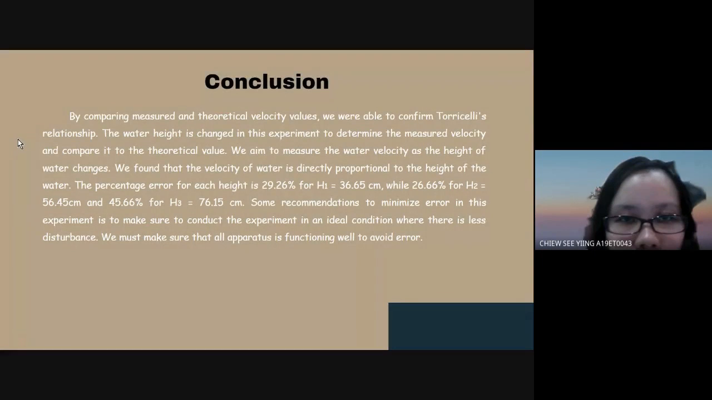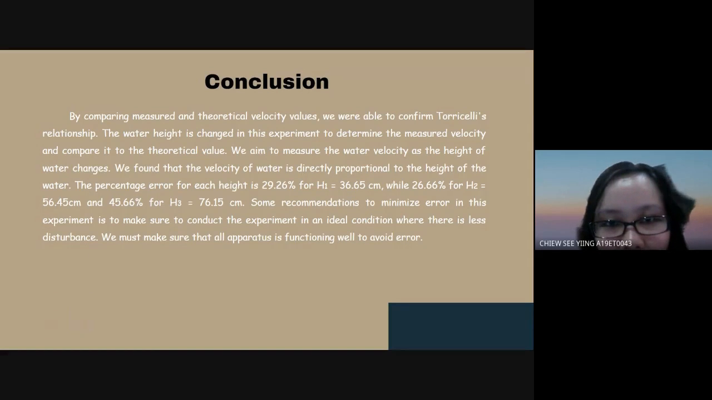Next, I will continue with the conclusion of the experiment. By comparing measured and theoretical velocity values, we were able to confirm Torricelli's relationship. The water height is changed in this experiment to determine the measured velocity and compare it to the theoretical value. We aim to measure the water velocity as the height of water changes. We found that the velocity of water is directly proportional to the height of the water.